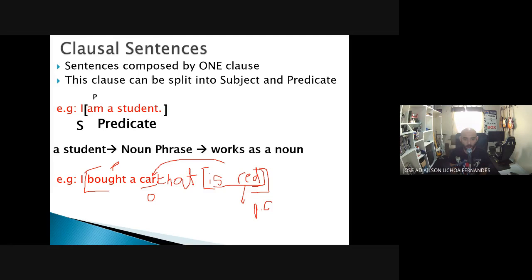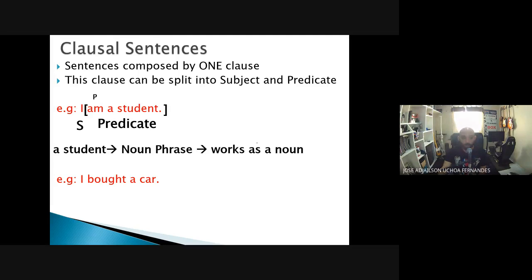Although the horrible handwriting, is red is a predicative complement that refers back to something in the predicate. In the predicate, a car that is red is what the car is. Okay? It's the object-oriented predicative complement. Now, a student is a subject-oriented predicative complement because it refers back to the subject.